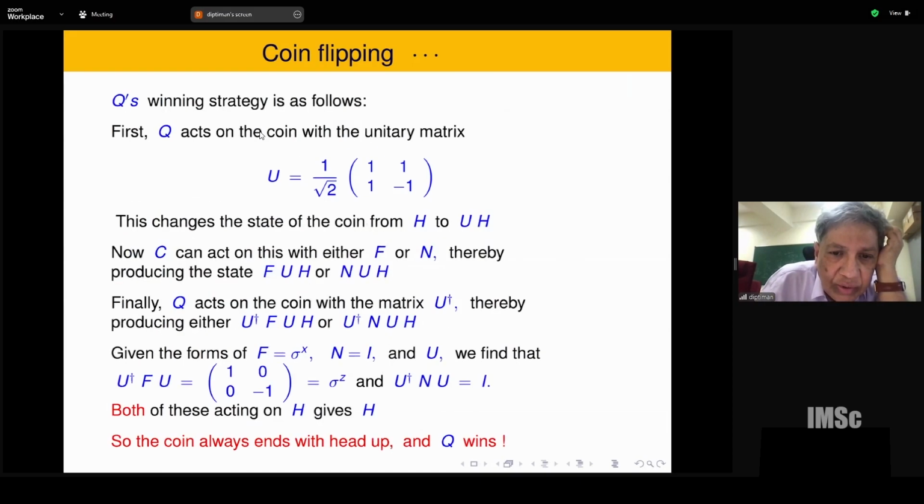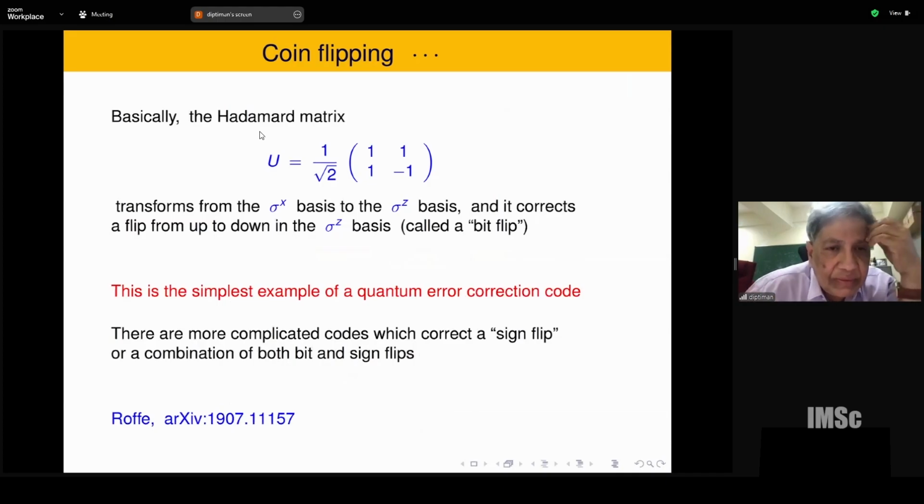This matrix U that appeared is sometimes called the Hadamard matrix in the community of quantum information or quantum computation. It basically transforms from the sigma x basis to the sigma z basis. And so it corrects a flip from up to down in the sigma z basis, which is called a bit flip.